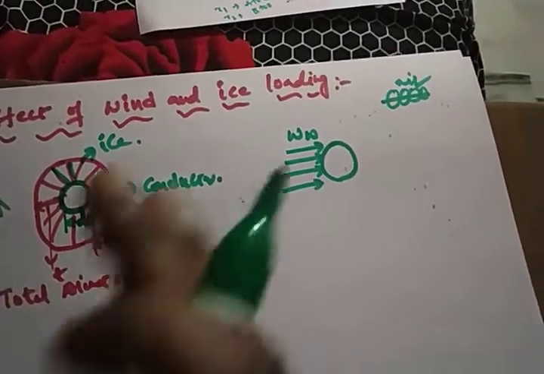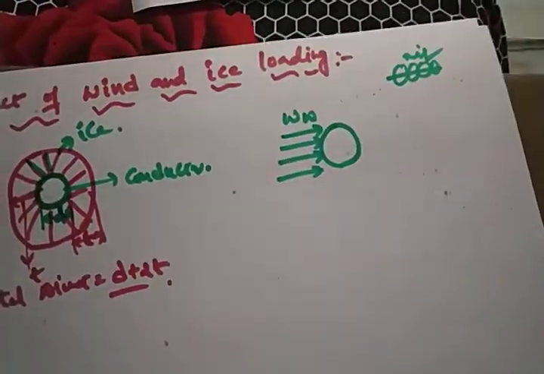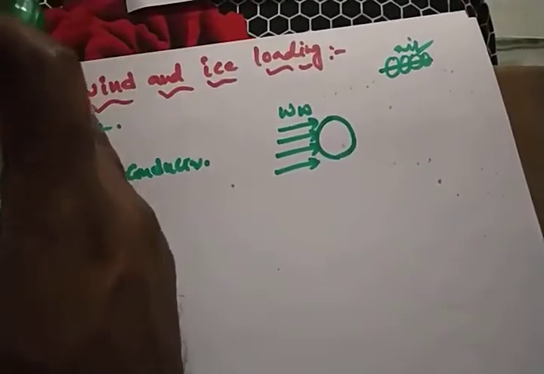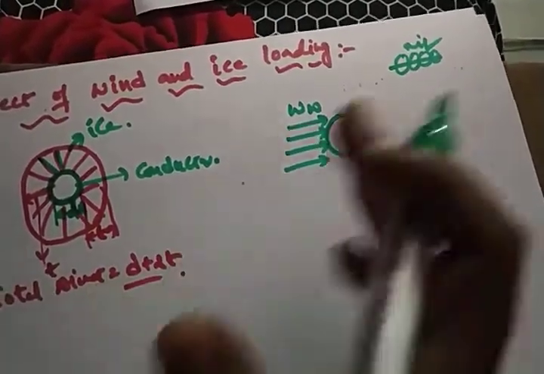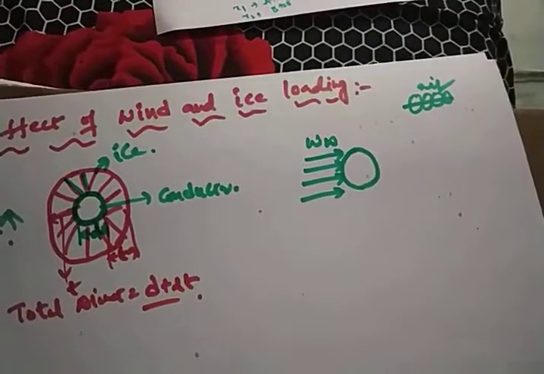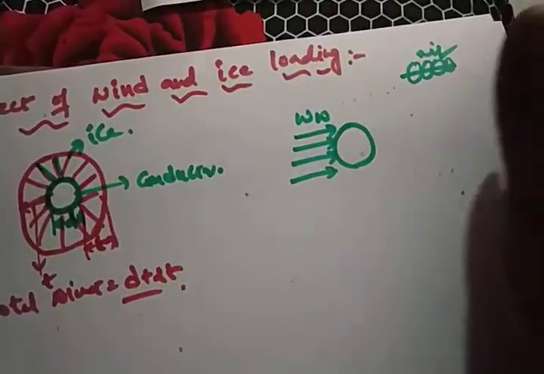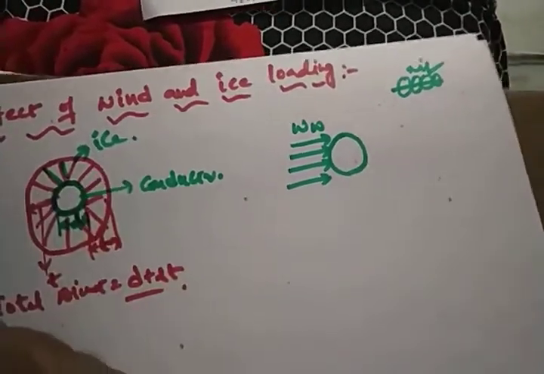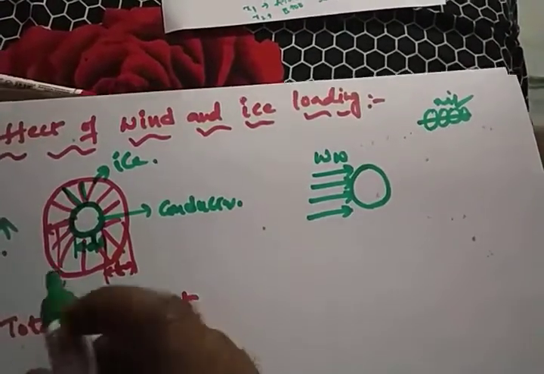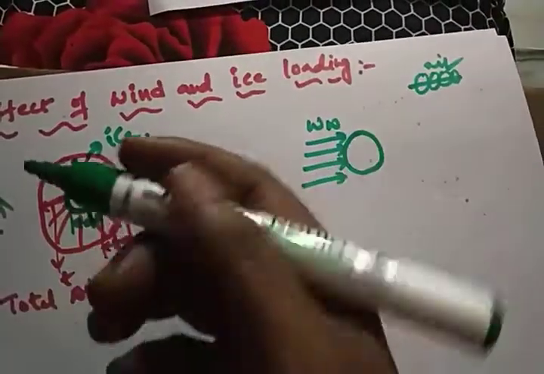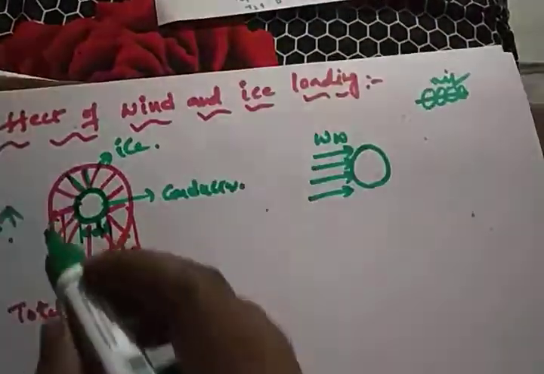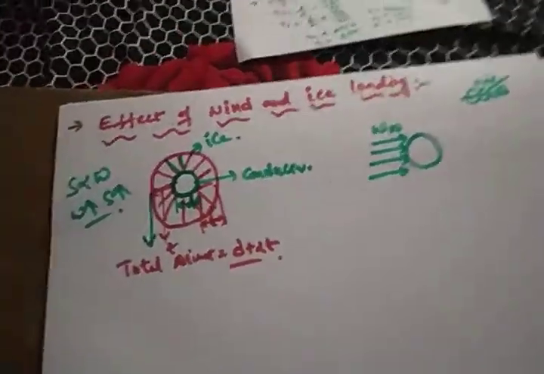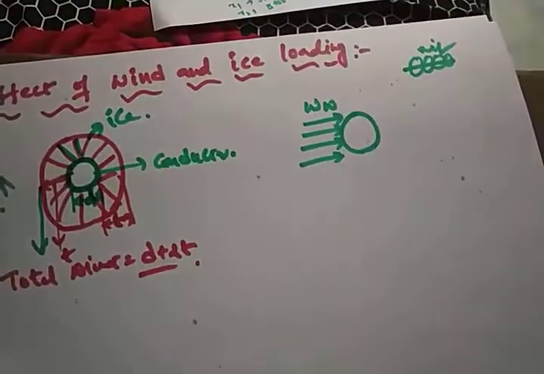You know that wind always acts in the vertical direction, right? So wind is in the vertical direction, that means the perpendicular direction. Now what about ice loading? If ice loading is present in the system, the weight of the system increases. So the force will act downwards. The weight increases and the conductor moves downwards. Due to the wind pressure, the conductor starts moving in the vertical direction.